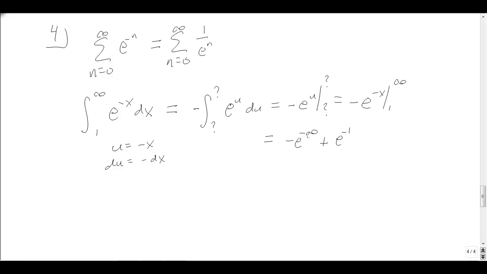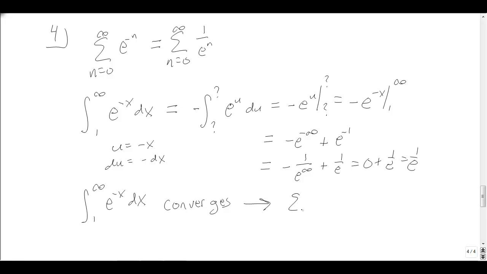Now, negative e to the negative infinity here is actually going to go to 0. You might see that a little bit more easily if I write this as 1 over e to the infinity, plus e to the negative 1, which is 1 over e. So this is 0 plus 1 over e, which equals 1 over e. Whatever this is, it's finite, and that tells us our integral from 1 to infinity of e to the negative x dx converges. And that means our series, n equals 0 to infinity, e to the negative n, also converges.